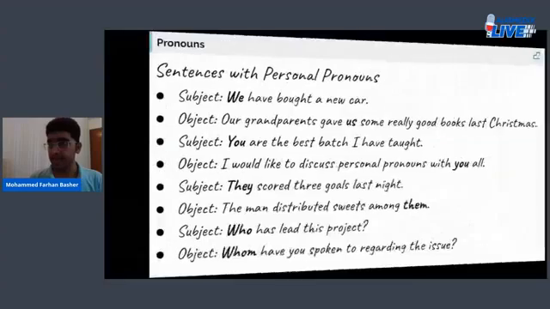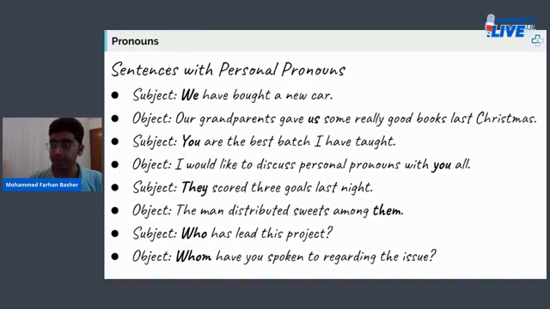We're moving on to the next slide. Here we have some more. We is the first person plural subject personal pronoun. So we have bought a new car. In this case, we have again taken some action.